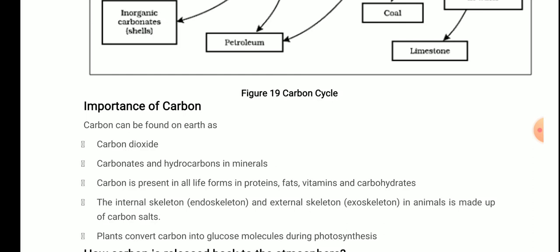So you know how important carbon is, because all living organisms, all life forms, depend upon food, and food is prepared by the plants. So we can say all the life on earth directly or indirectly depends upon the plants for their living. Clear? So read these points again, students, and then we will be moving forward.